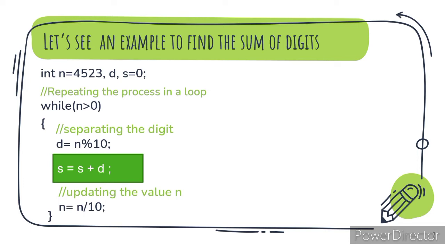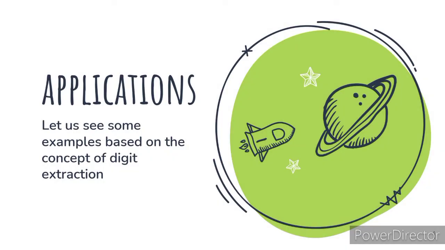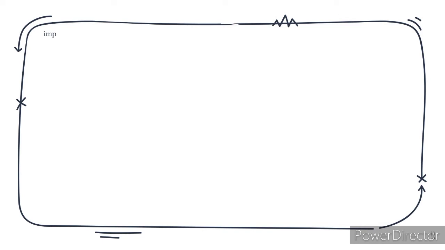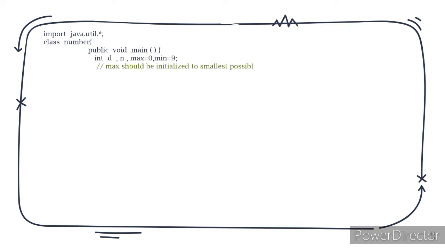Moving forward, let us see some application programs based on the concept of digit extraction. The first program that we are going to see is to find the largest and the smallest digit in a number. To find these, I'll be taking two variables, max and min. Max should always be initialized to the smallest possible digit so that every other digit is larger than that, and min should be initialized to the largest possible digit so that every other value is smaller than that.